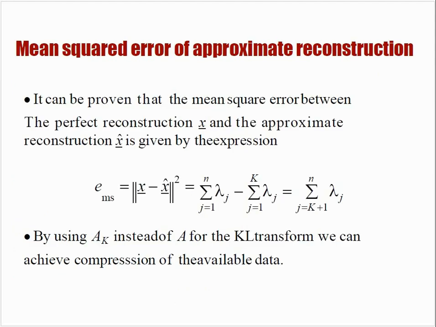When we use only k components, we achieve compression but also introduce error. The mean square error between the original vector and the reconstructed vector is the sum of the eigenvalues from k plus 1 to n. This expression quantifies the approximation loss.